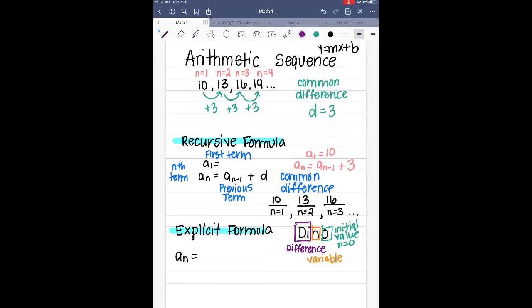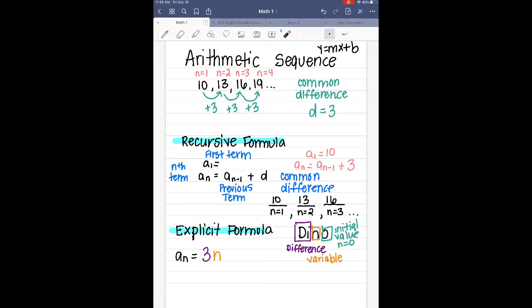So what I do here is I have the common difference. Well, if I look at my original formula, my common difference was 3. So 3. The n is a reminder that that needs to be a variable there. Normally we would use x if it was linear, but since we're doing sequence, we use n. And then finally, we have this initial value.